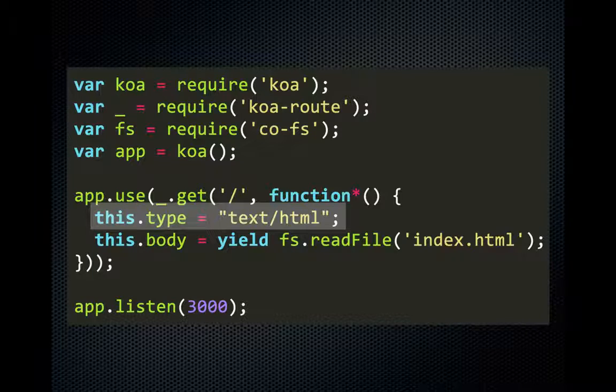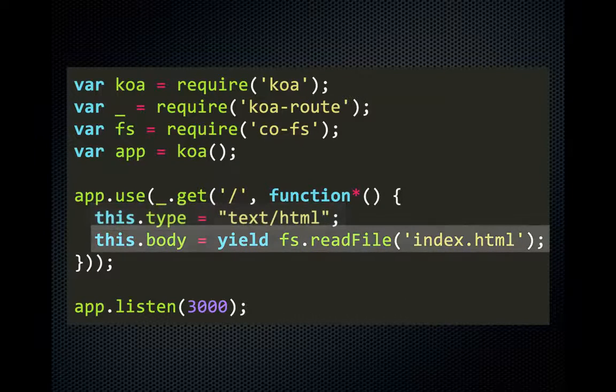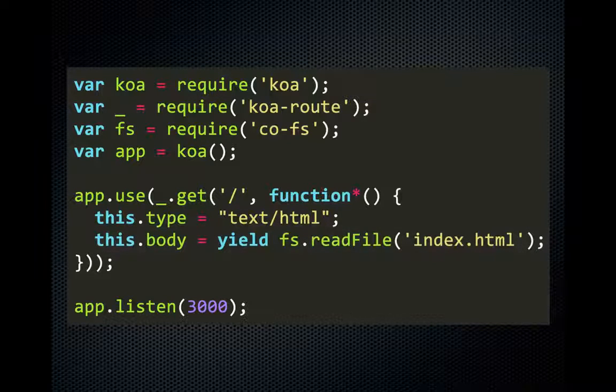So the first thing we're going to do is just set the type of our response. Second thing that we're going to do is read up a file asynchronously, and because we're yielding on the promise that we get back, all of that processing will happen asynchronously. When it is finished loading, our generator will be re-entered and we'll assign the result to this dot body. And that's a really simple example of Koa in action. It's handling incoming calls asynchronously and reading files asynchronously, yet without any callback craziness.